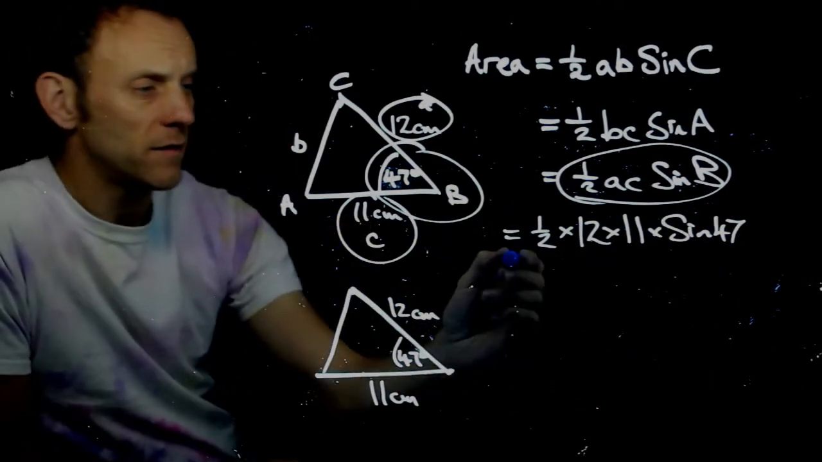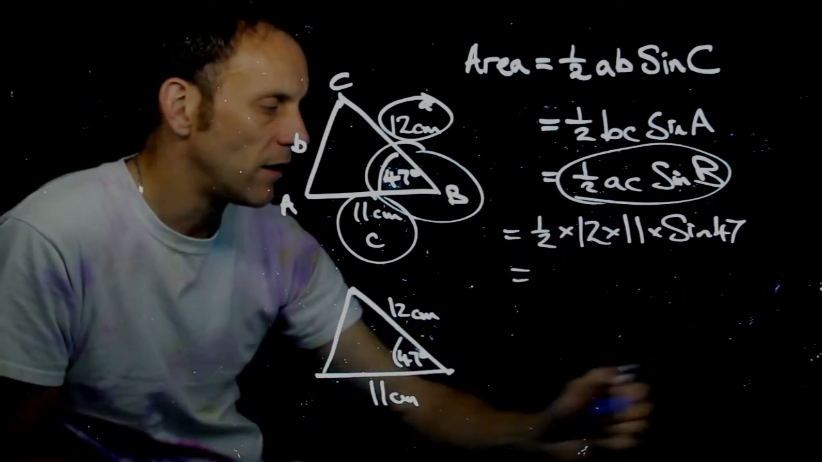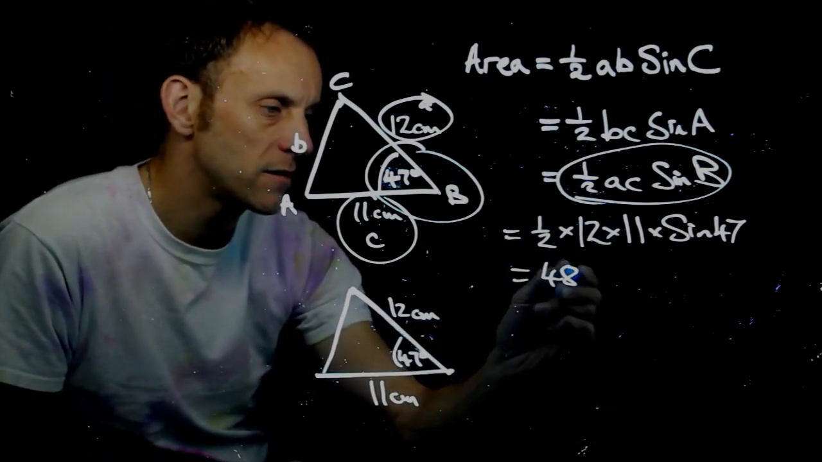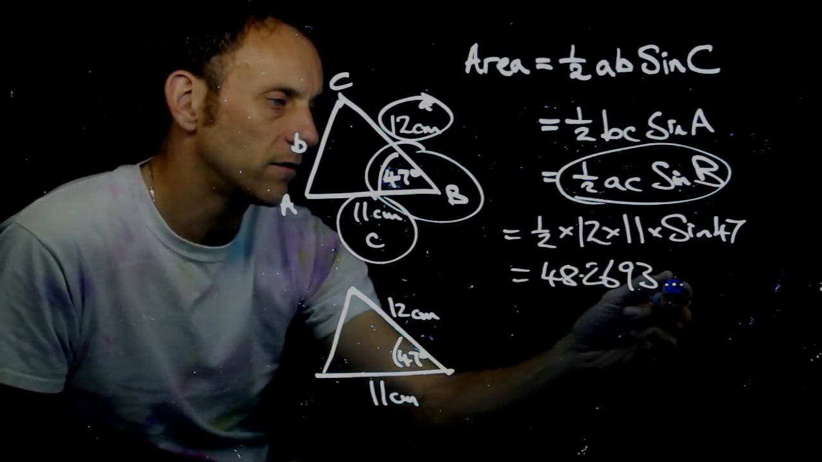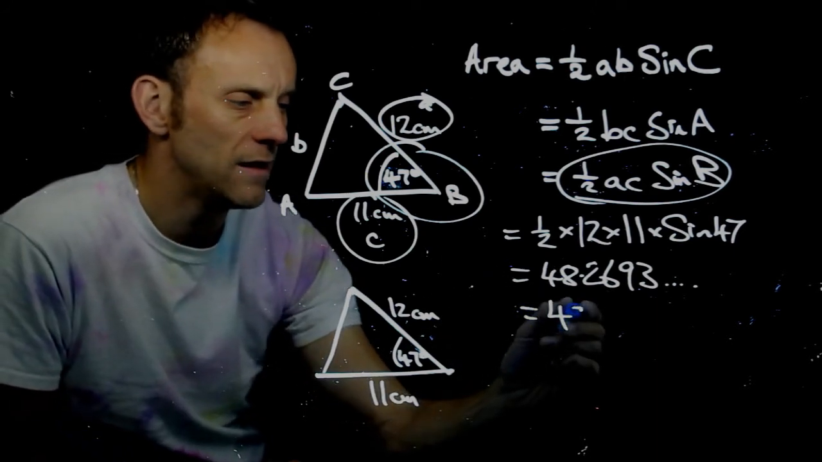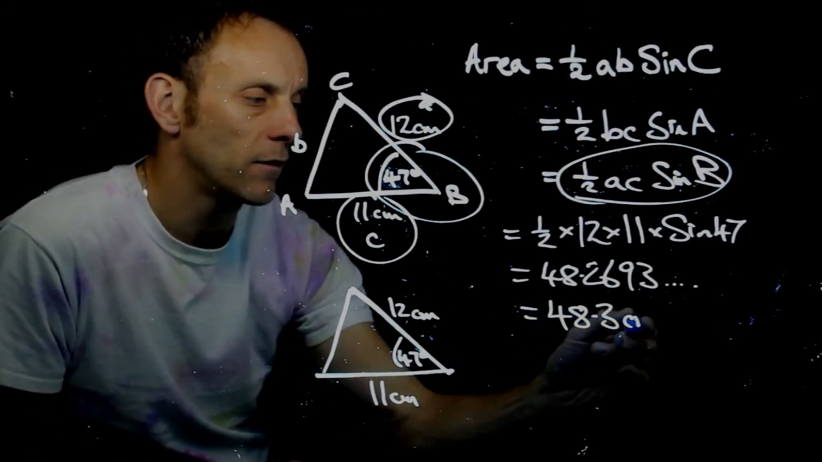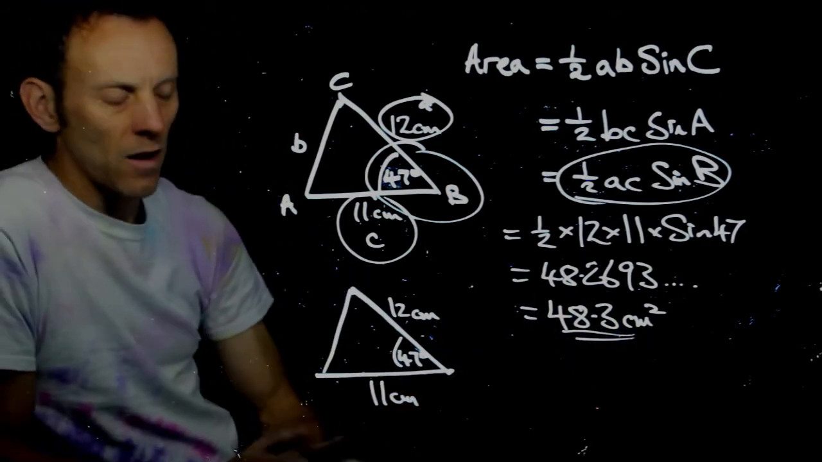If we type that in on a scientific calculator, half times 12 times 11 times sine 47, it will give us 48.2693 dot. As usual, 48.3 centimetres squared to three significant figures.